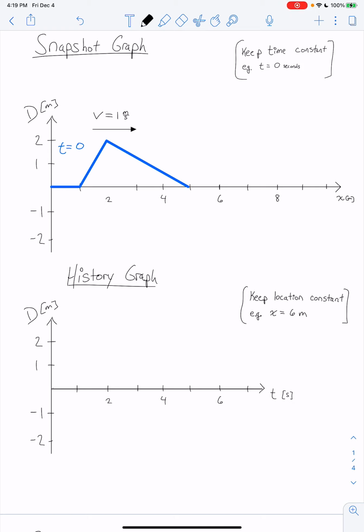So let's take a look at snapshot and history graphs. A snapshot graph is named as an analogy to if you were to take a photo of a wave propagating through a rope, for example, or a wire. So what it's doing is capturing a moment in time. So we're keeping time constant. T is equal to, let's say, 0 is a nice easy one.